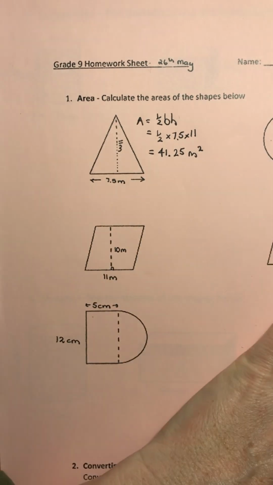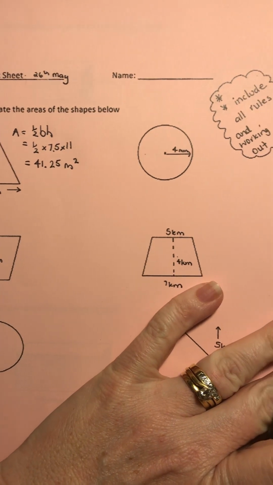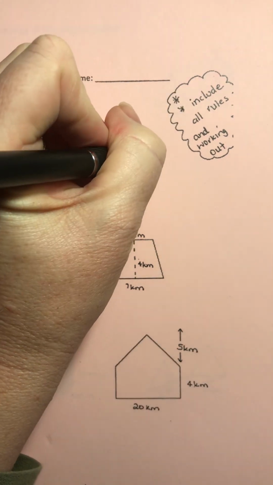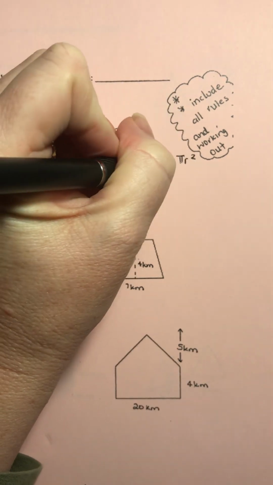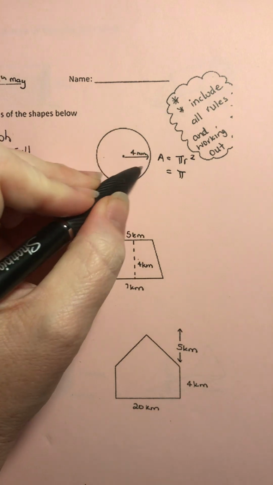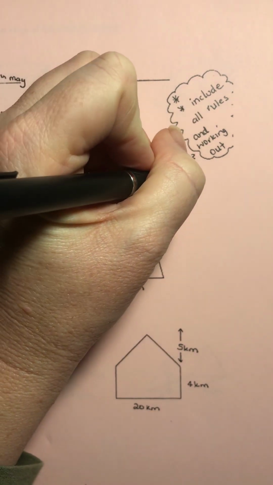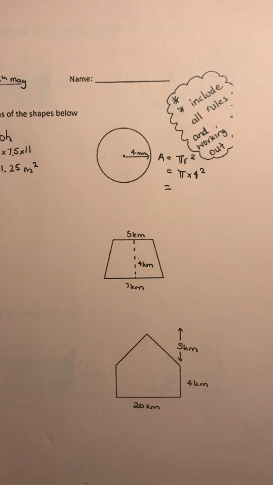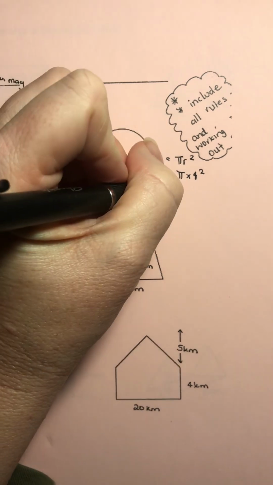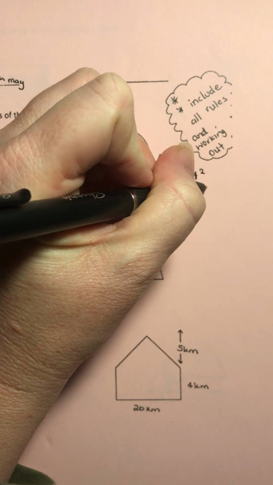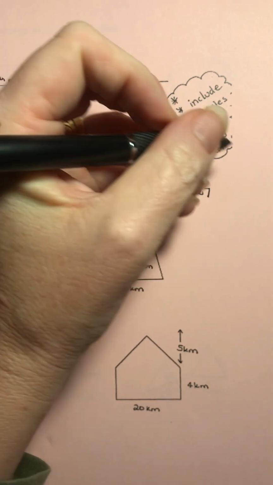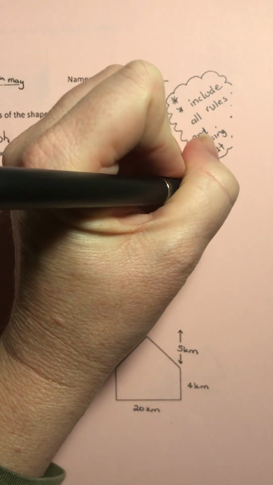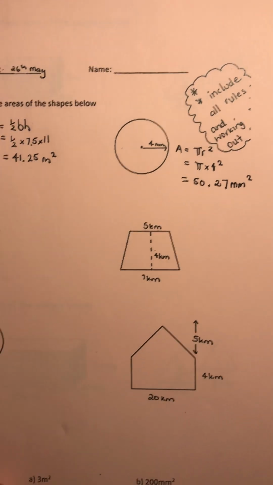The next one over here we have is a circle. So we're going to write area equals pi r squared. Our radius in this case is 4, so we've got pi times 4 squared. So we pop that in our calculator and we get 50.265. So I'm going to round that to 50.27 and it's millimeters squared.